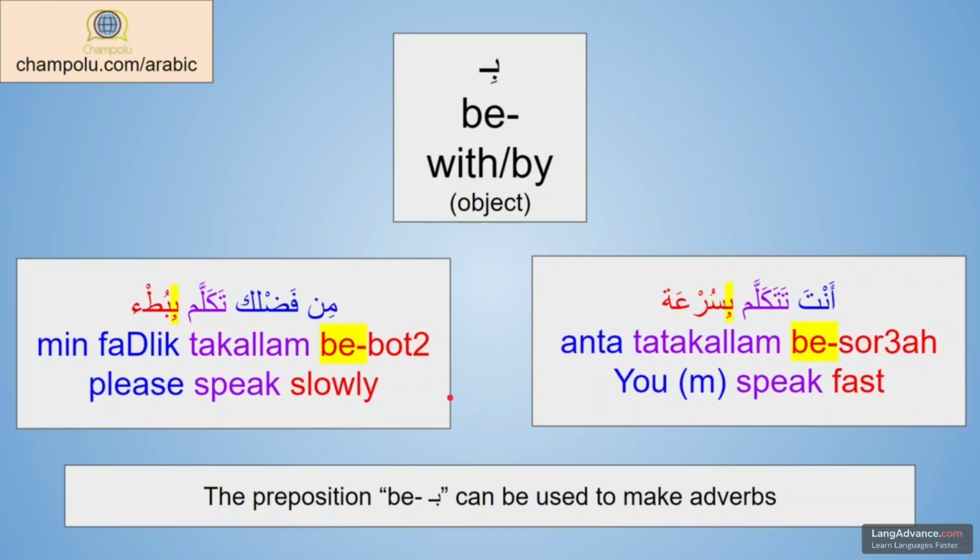Or we can make it in the form of a request. Please speak slowly. من فضلك تكلم ببطء. And notice here that سرعة means speed. So تتكلم بسرعة means with speed. And بطء means slowness. So ببطء means with slowness. And with speed would mean fast, and with slowness means slowly.